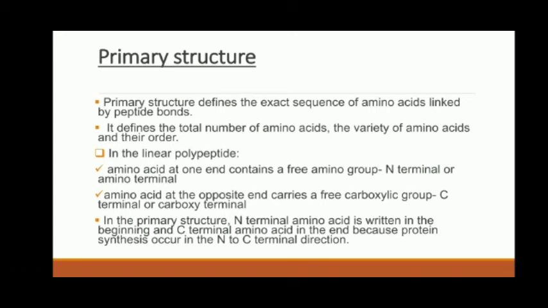And in the linear polypeptide, the amino acid at one end contains a free amino group and the amino acid at the opposite end carries a free carboxylic group. The amino acid containing the free amino group is called the N-terminal or amino-terminal amino acid, and the one with the free carboxylic group is called the C-terminal or carboxy-terminal amino acid. So while explaining the primary structure, the N-terminal amino acid is written in the beginning and the C-terminal amino acid in the end.